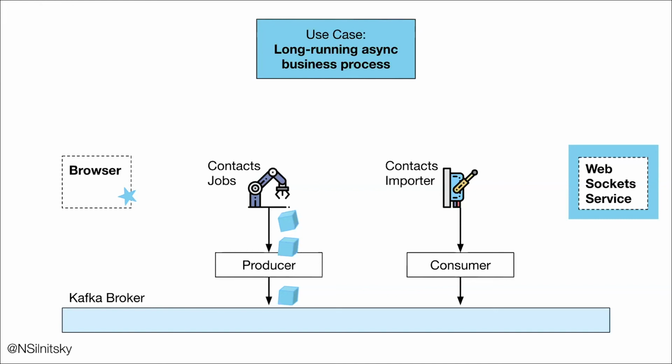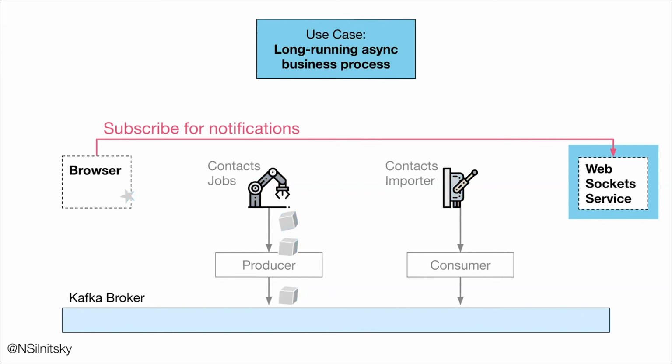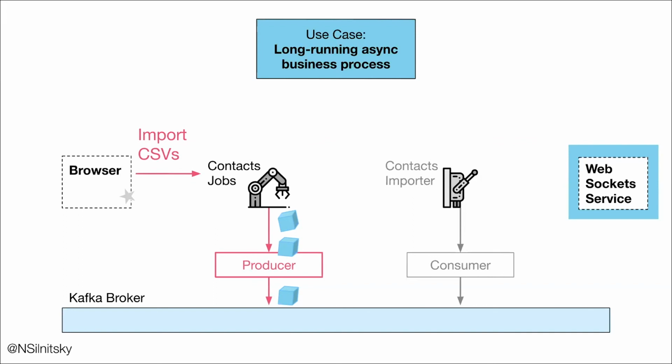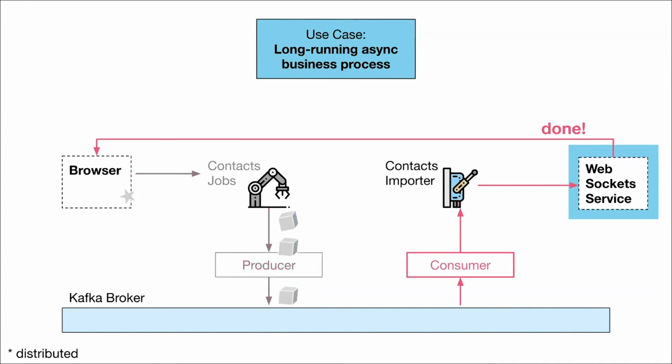So we have the contacts job service that creates jobs. And once the browser subscribes for notifications to the WebSocket service with a channel ID for getting notifications back, it will send import requests to this jobs creator service. And this jobs creator service then creates these job events to the Kafka broker. And then we can have a lot of services to actually consume these events and actually do the importing. Because of this decoupling, we can have a lot of them.